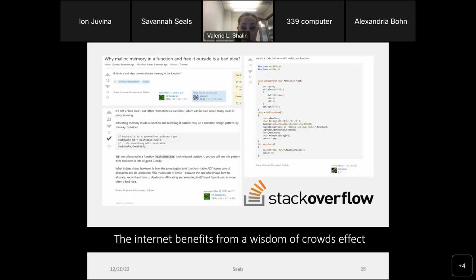This person is explaining the question. This person just gives an example of how to work with malloc memory in a function. And we have this ability to upvote and downvote things. As you might expect, this answer actually addresses the question, so we have 23 upvotes. This one over here has -1 because, again, the person asked why this is a bad idea, and then the answer was an example of how to use it.